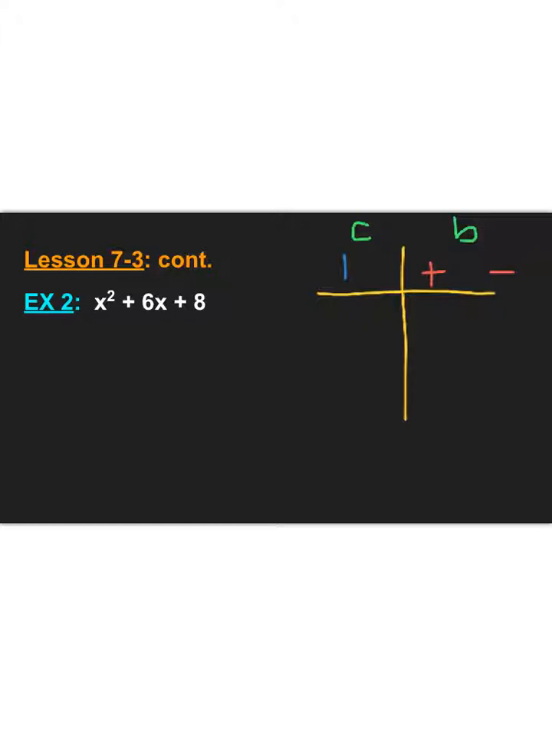My C is a positive 8, so it's going to go here on the left. And my B is equal to positive 6, so that is what I will be looking for. So let's start with 1 and 8. If I add those, I get 9. And if I subtract them, I get 7. Those are not my middle terms. So moving on to 2 does divide into 8 4 times. If I add those, I get 6. There's that middle term right there. I can actually stop. So I want 6 to be positive.